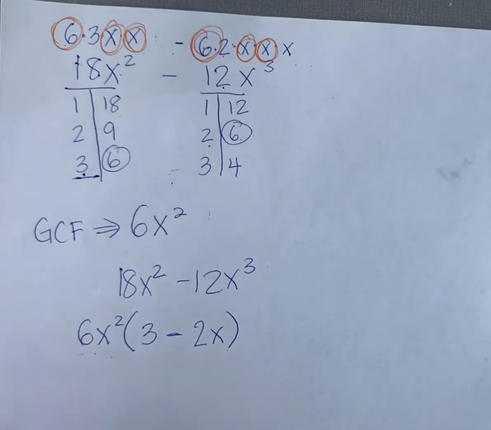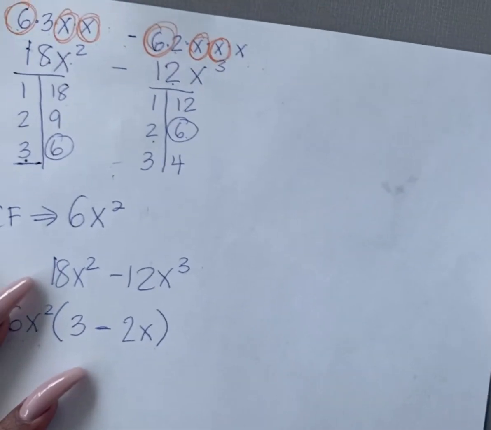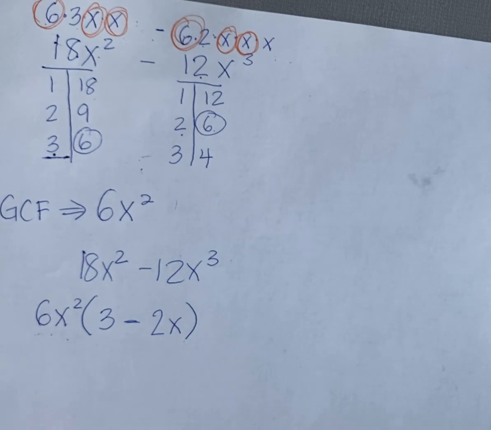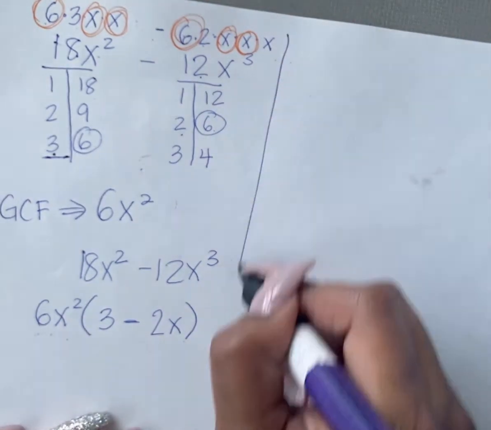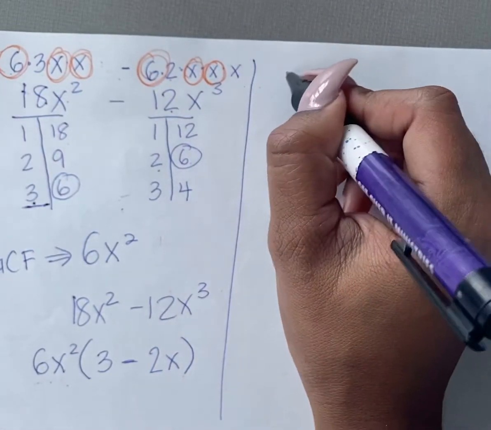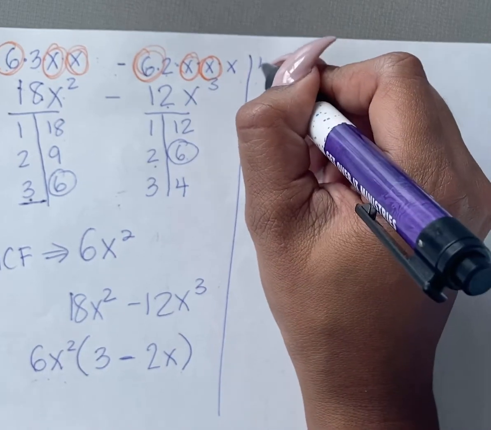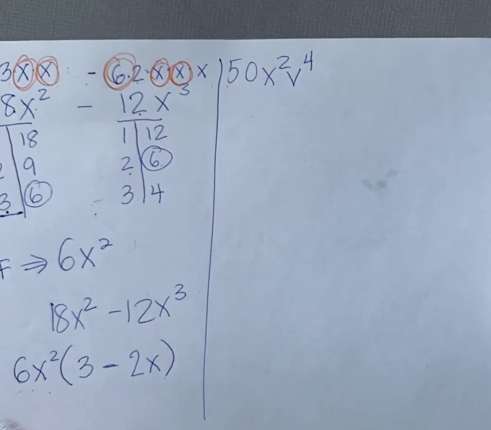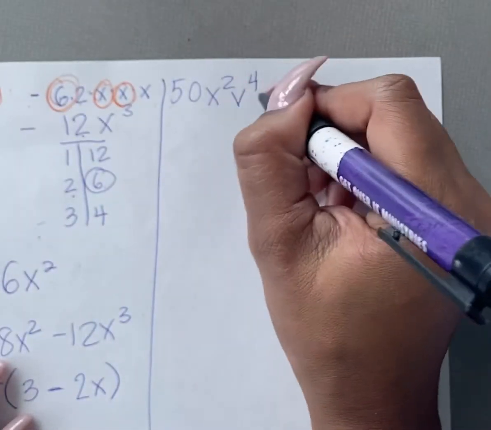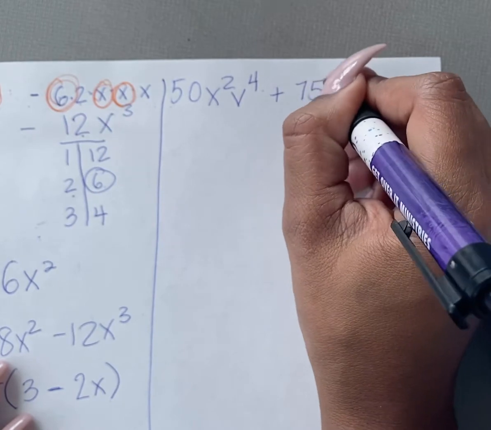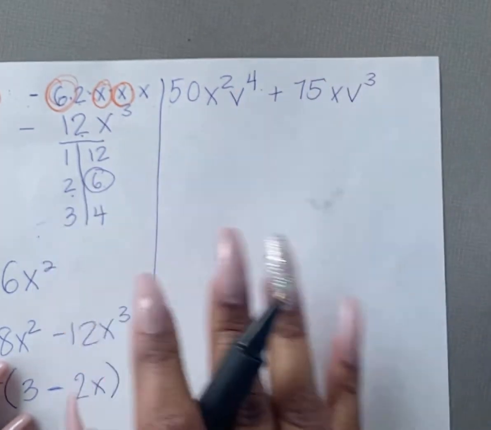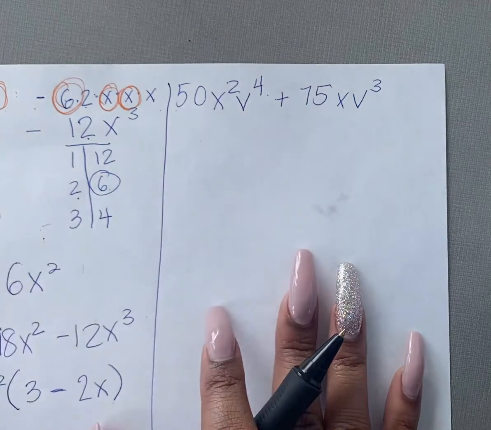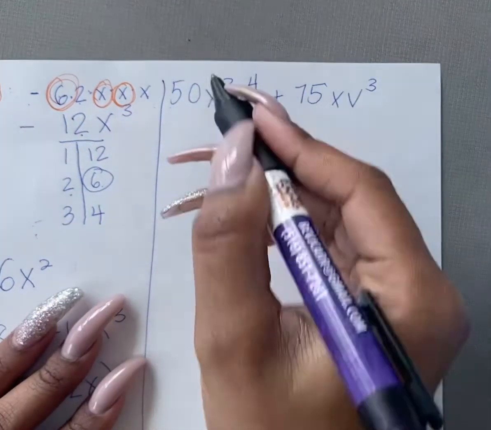Okay, we're going to try another one. This was number 2. We're going to look at number 7 on your worksheet. Number 7 has 50x squared v to the 4th plus 75x v to the 3rd. I didn't leave a lot of space at the top, but make sure you leave yourself enough space. I'm going to do the same thing.